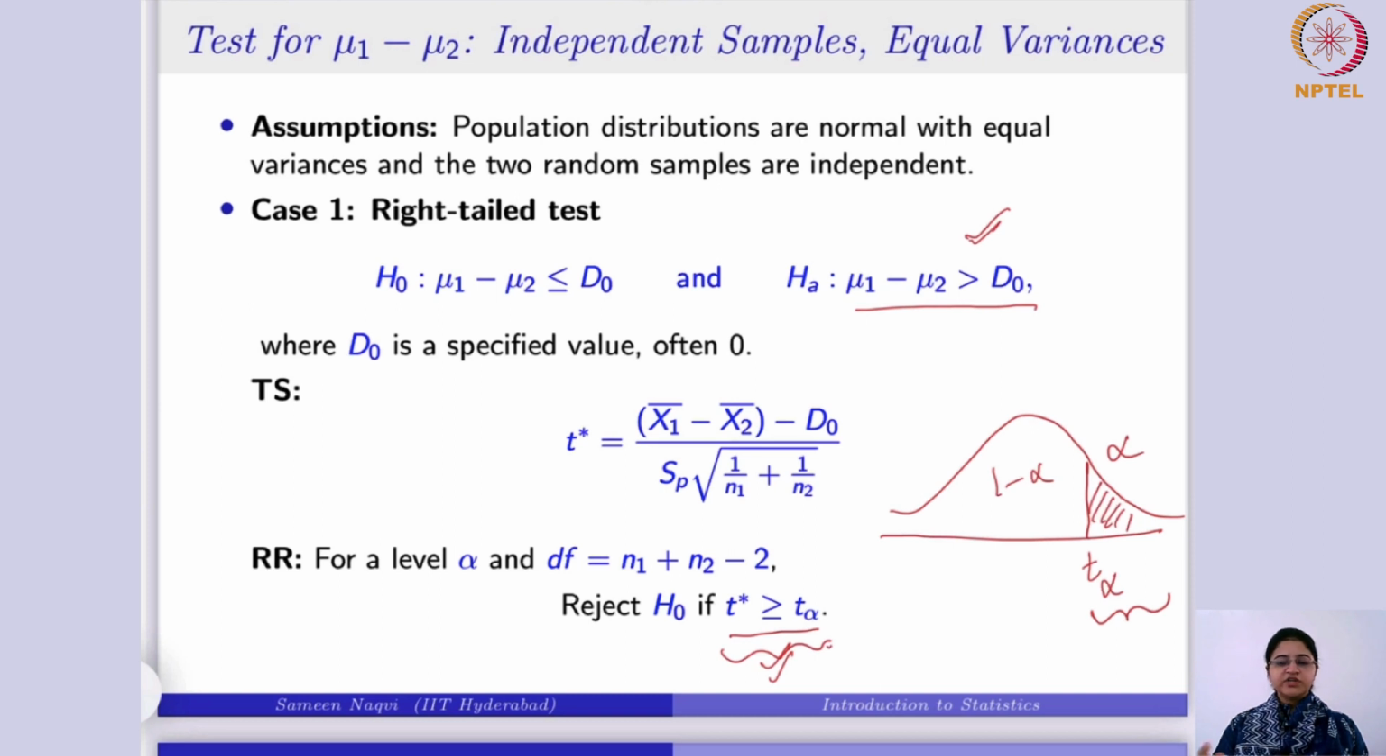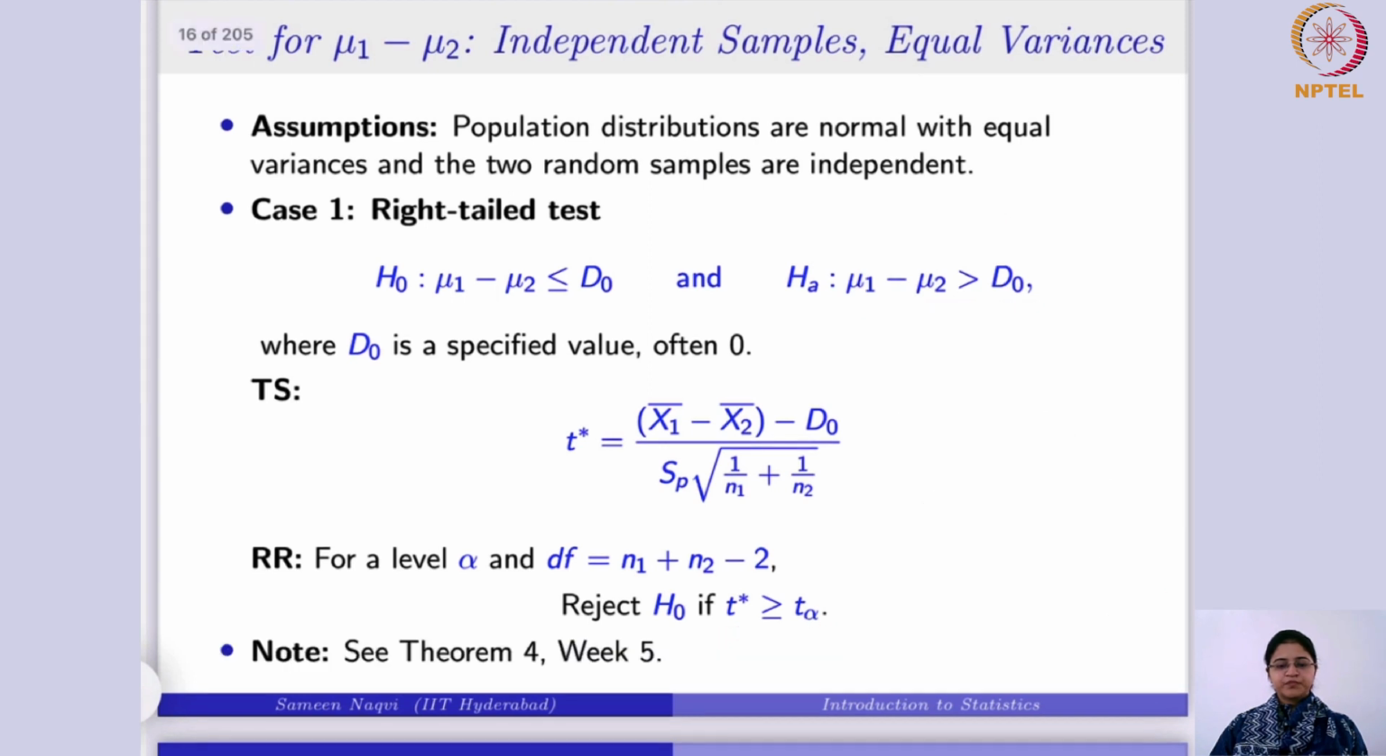Otherwise, had t star been less than t alpha for the right tail test, then you cannot reject it because it will be in the same direction as the null hypothesis. So we reject the null hypothesis because this t star value that you have obtained is found under the null hypothesis. So always keep in mind that the test statistic is always calculated under the null hypothesis. That is why when we compare this t star value with your critical value, if it falls in the rejection region, it means you have to reject the null hypothesis.